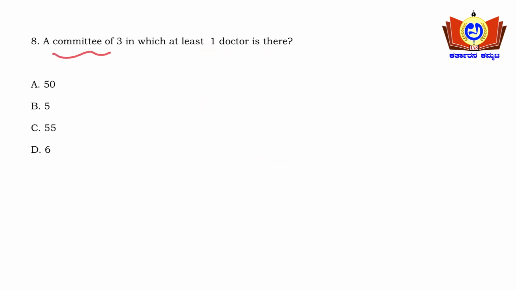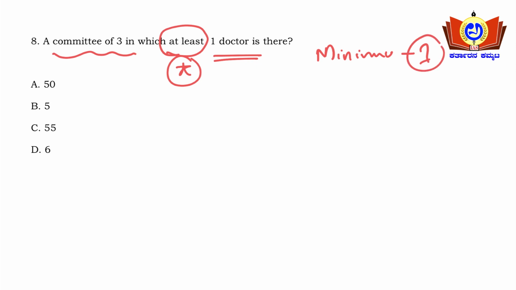A committee of 3 in which at least one doctor is given here. This condition, this word you need to take care of: at least one doctor is there. At least means actually minimum one doctor is there. So maximum how many doctors can there be? There are totally 5 doctors, right? So minimum one doctor should be there, and maximum 5 doctors should be there.